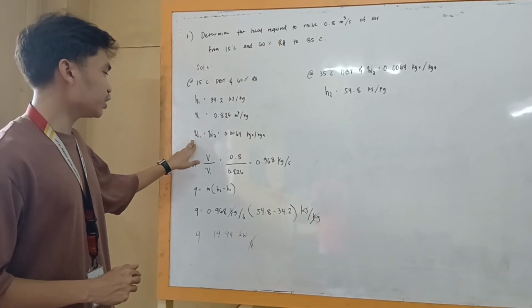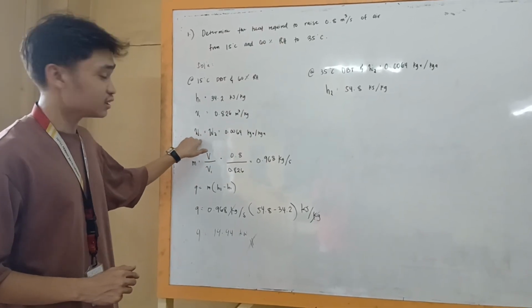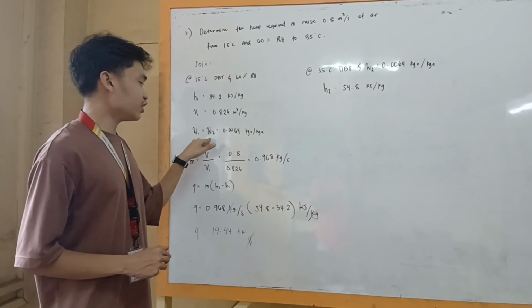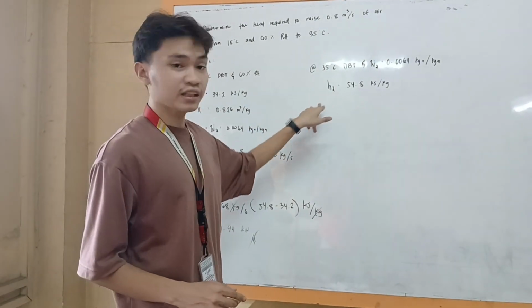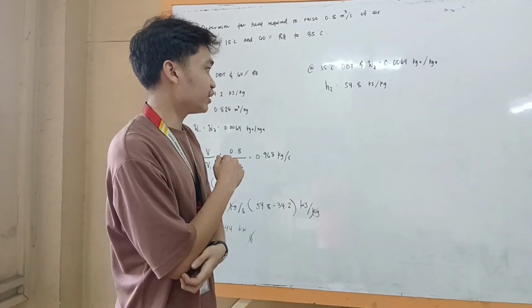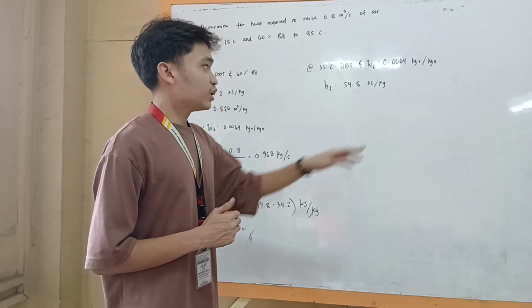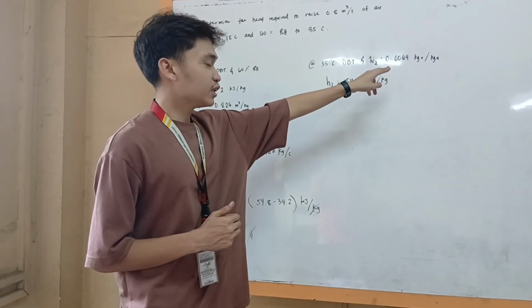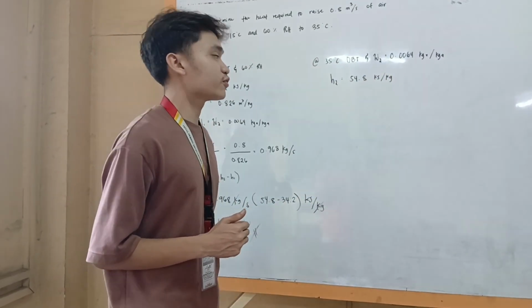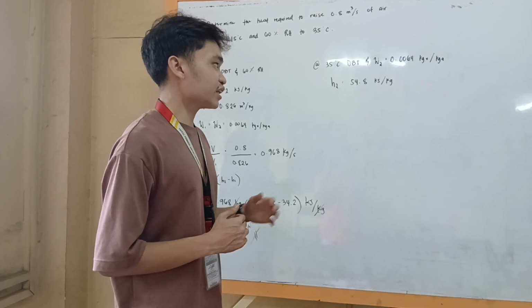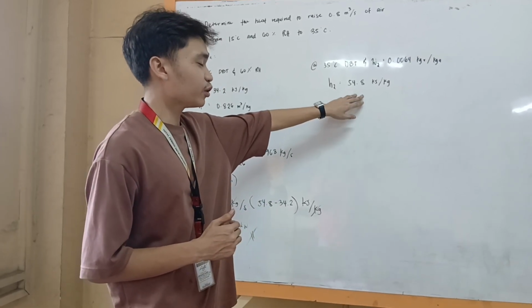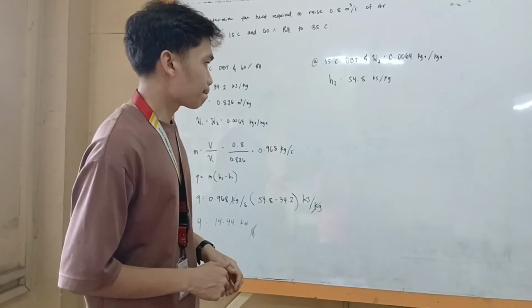From there, we will be using the value we get, since the humidity ratio is constant, in finding enthalpy 2. We have 35 degrees dry bulb temperature and 0.064 kilograms vapor per kilogram of dry air. Using the psychrometric chart, we obtain 54.8 kilojoules per kilogram.